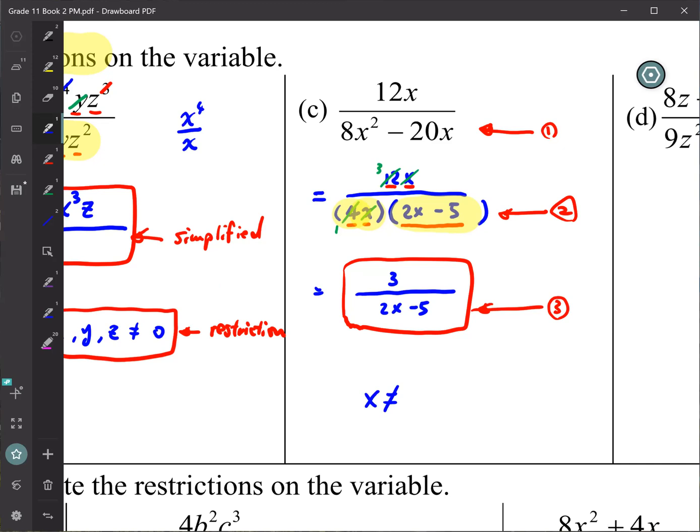Okay, Evan, what's your restriction? I got x cannot equal 4 or 5 over 2. 4 and 5 over 2. Yeah, is that what you said? Yeah. Okay. How about you, Marcus? What do you think? Do you agree or do you have something different? I got the same thing. You have the same thing. Okay. Anyone else? Do you all have the same thing?